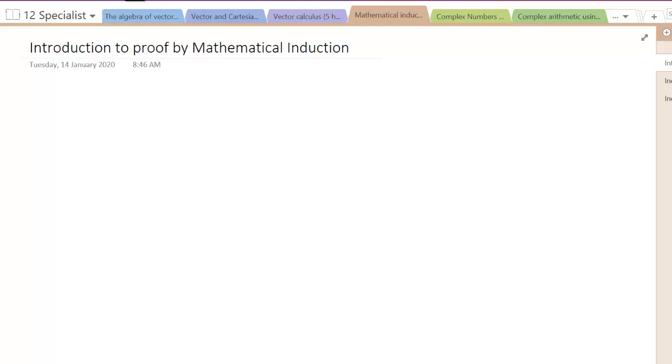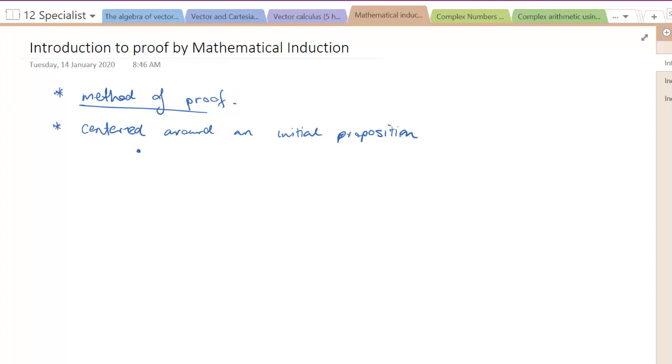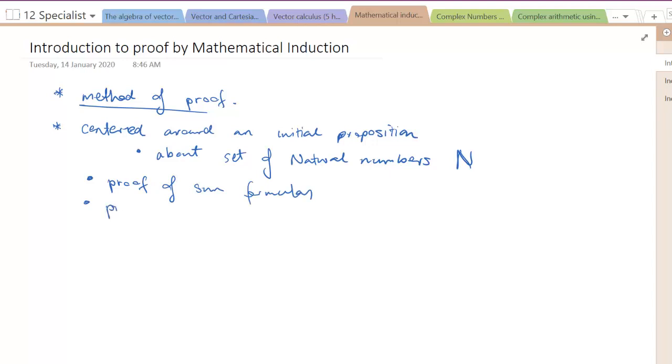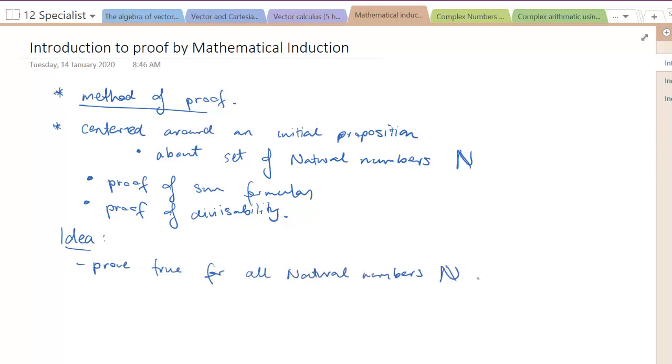In this lesson, we're looking at the idea behind proof by mathematical induction. Essentially, proof by mathematical induction is a method of proof that is focused on an iterative consideration around natural numbers. It all depends on an initial proposition specifically about a set of natural numbers n. For us, these propositions are going to look at proof of sum formulas and proof of divisibility. And the idea is that we'll be able to prove true for all natural numbers n by doing the following.